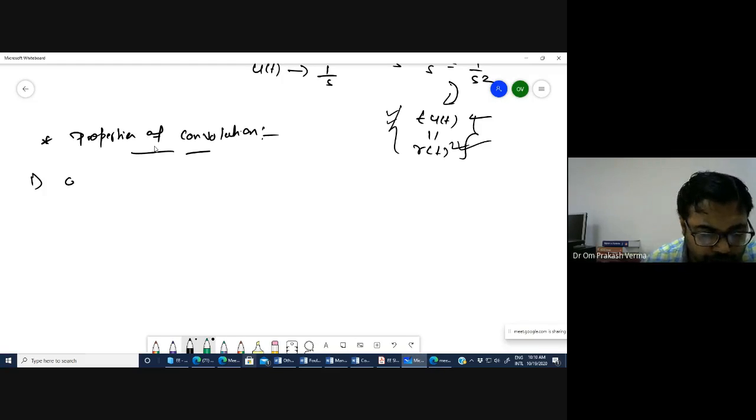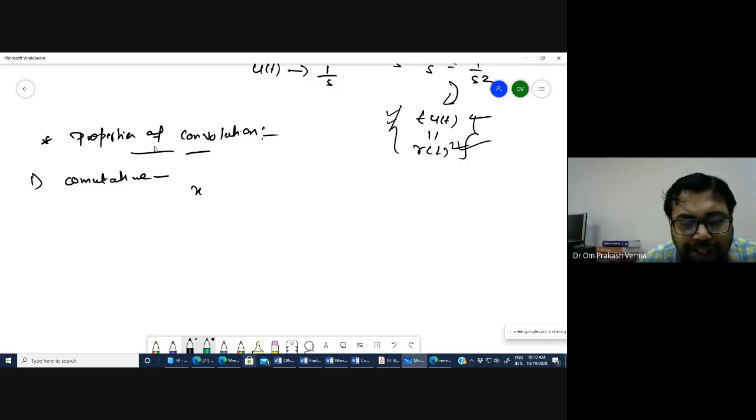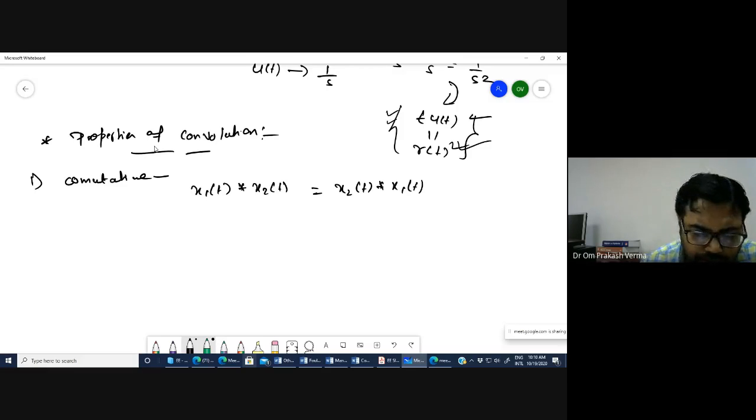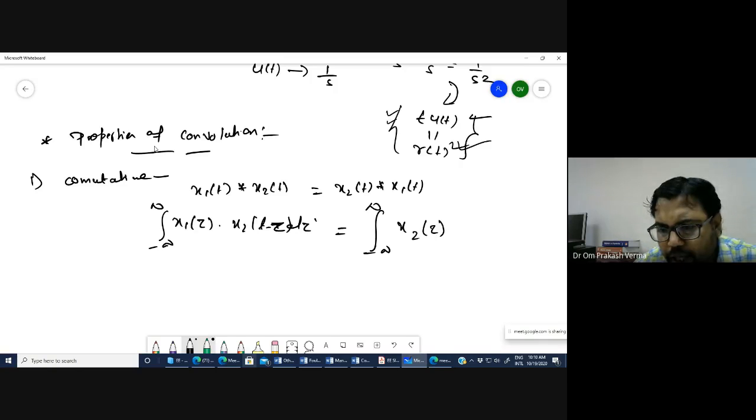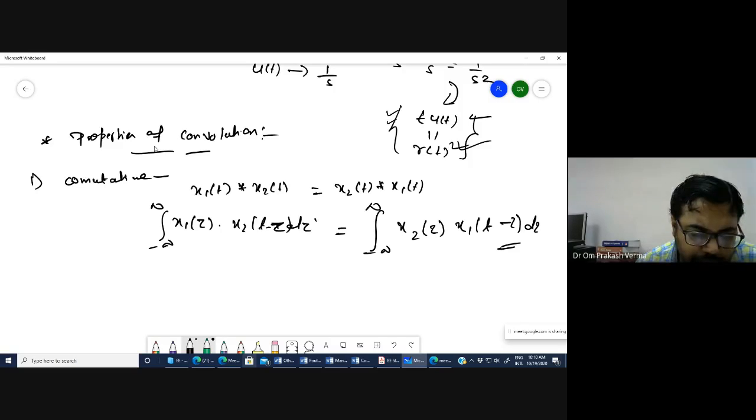First is the commutative property. Let's say x1(t) convolved with x2(t) can be written as x2(t) convolved with x1(t). There's no problem. Like this one, integral from minus infinity to infinity of x1(tau) times x2(t minus tau) d tau. I already told this property earlier. You can also write this as x2(tau) x1(t minus tau) d tau. Both are the same. The result will be the same. There is no change in the result, right?